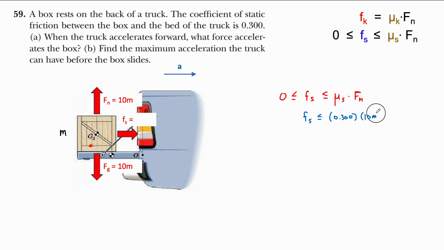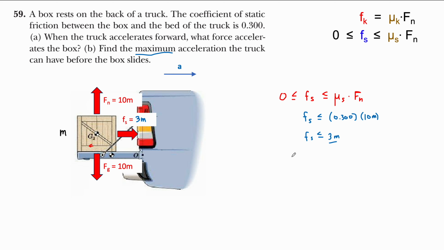So what is the maximum force that static friction can be? Well, static friction has to be less than or equal to 3m. It's absolute, yes, I know, sig figs. That's the absolute maximum it can be. So if we're looking for the maximum acceleration, that's going to happen when we have the maximum force acting on the crate, which is going to be that 3m. So what is the acceleration if this force of static friction is at its maximum value of 3m?